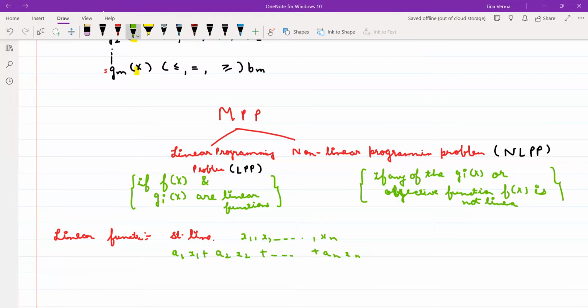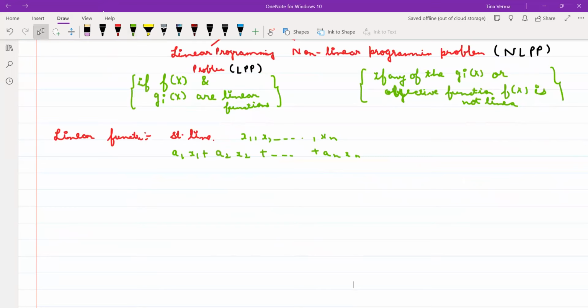When you talk about mod of x, you cannot write mod of x in this sense. That's why it is not a linear function. You write 2x1 plus 5x2, so you can write it as a1x1 plus a2x2, in which a1's value is 2 and a2's value is 5. That's why it is a linear function, in any sense.